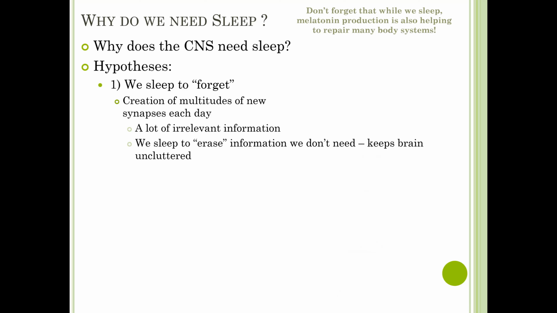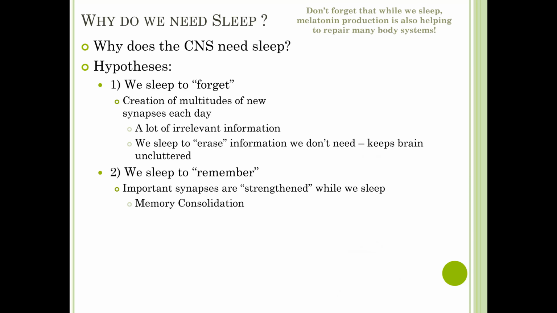So one is that we sleep to forget. We actually create multitudes of new synapses every day, and a lot of it is irrelevant information. Like exactly what shirt did you put on? Exactly what pair of underwear did you put on this morning? What did you have for breakfast? Where did you park your car when you went to the coffee shop? Where did you park the car when you went to the campus? What was the color of the car you were driving behind? I mean, just tons of irrelevant information that gets encoded into our brain. And so each night we sleep to erase the information we don't need to keep the brain uncluttered.